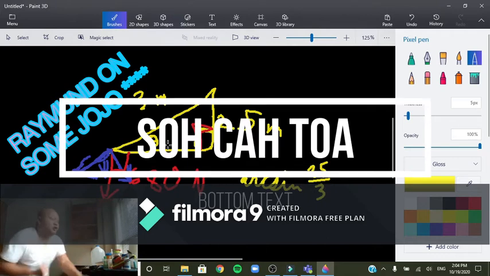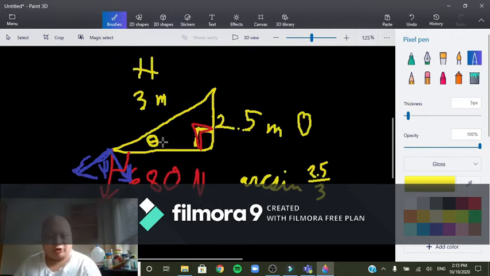Soh Cah Toa. So, in order to get theta, we have to use arcsine because we are given the opposite side, which is the 2.5 meter wall, and the hypotenuse, which is the 3 meter ladder in this case. So we have to divide opposite over hypotenuse, and we have to get the arcsine of that value. So we have to get the arcsine of 2.5 divided by 3, and then in my calculator it equals 0.98. Wait, that does not seem right. The calculator's in radians.